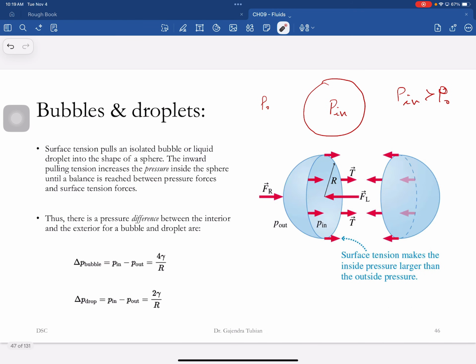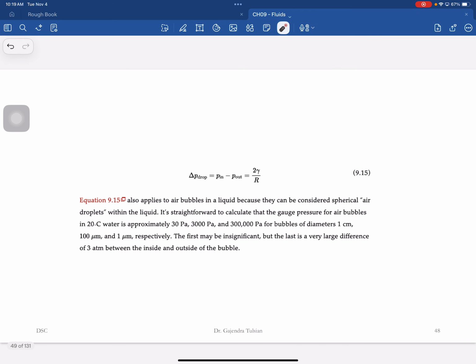All right, so here's the extra pressure. And by the way, for a drop, now we'll talk about an air drop.